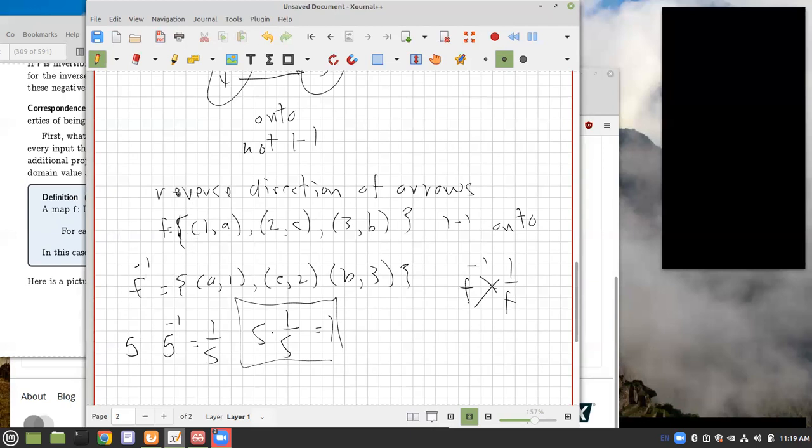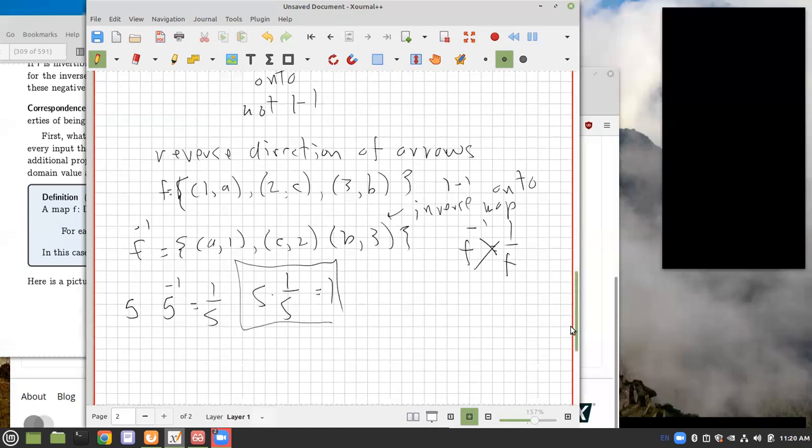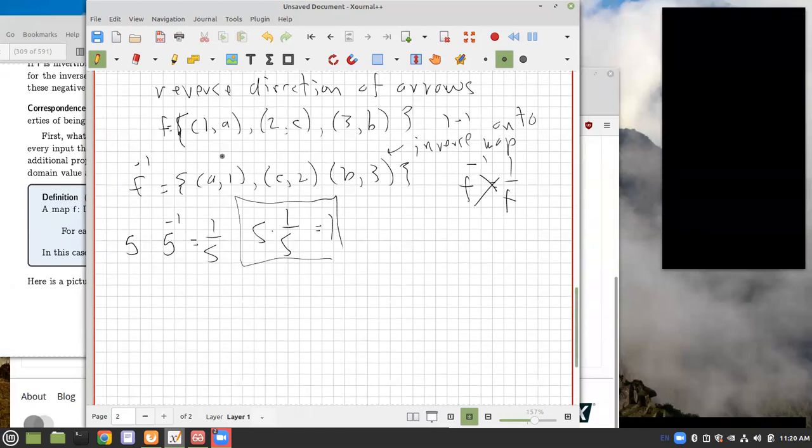So this reversing of the direction of arrows is called the inverse map, if it exists. And it only exists if the maps are one-to-one and onto. Okay, so the question then becomes, how can I combine maps?